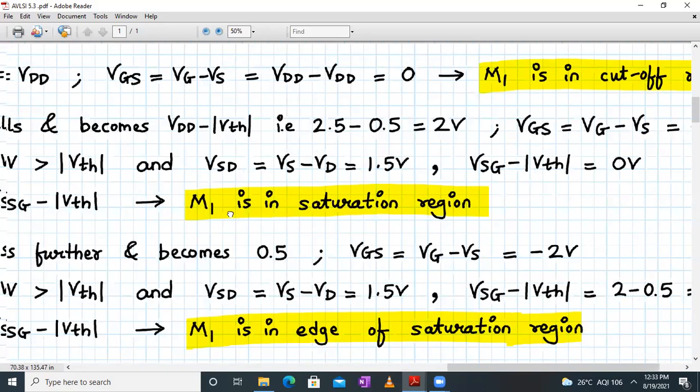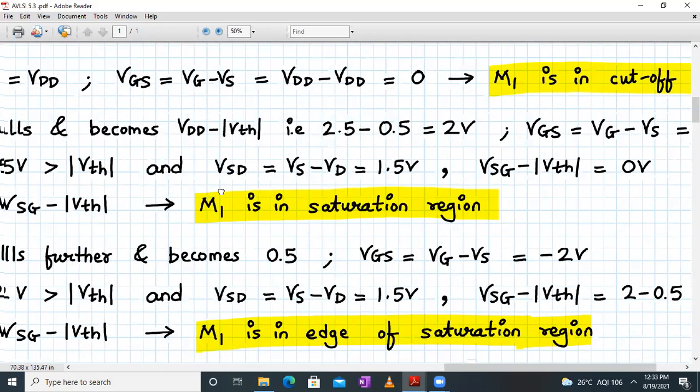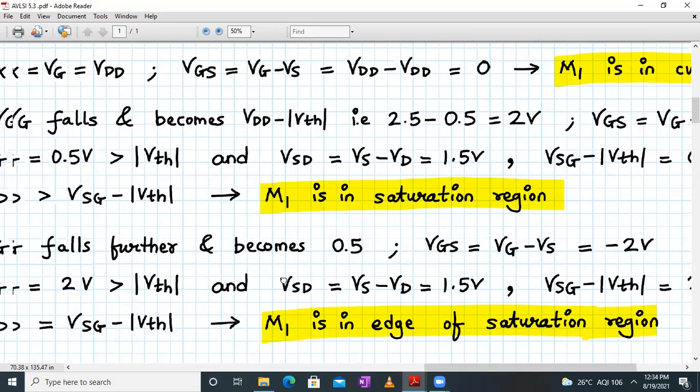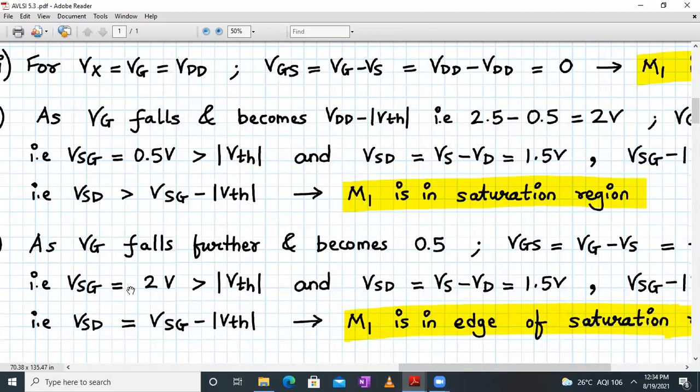So what is the value of VS? Yes, 2.5. So we have 0.5 minus 2.5, and you will get minus 2 volt. So VGS value will be minus 2 volt right now. What is VSG value? VSG value will be 2 volt because VGS is minus 2. VSG will be 2 volt, which is greater than mod of VTP. So 2 volt is greater than 0.5 volt.